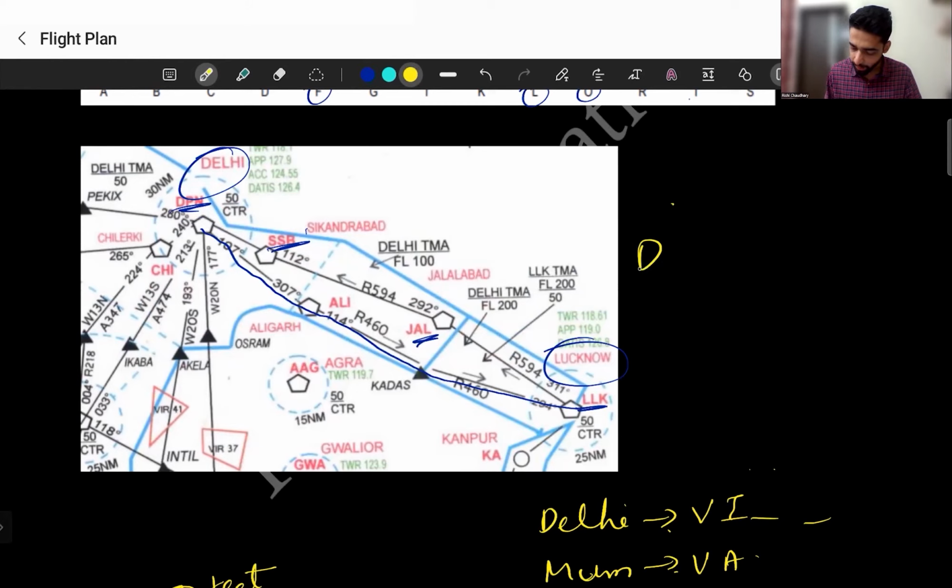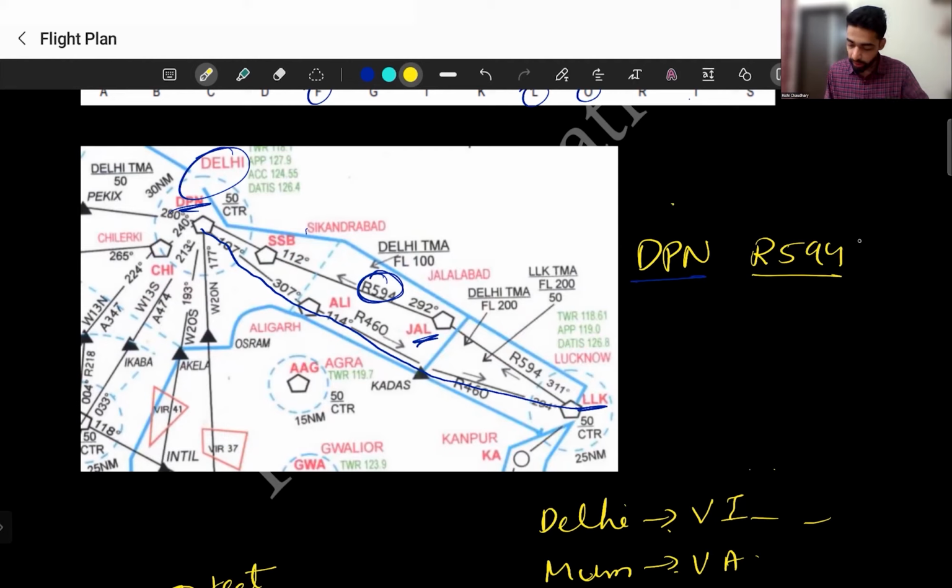That is nothing but Delta Papa November. Then I will write R594. What does R594 mean? Romeo 594 is nothing but the airway route. R594 represents the airway route, just like highways NH7, NH47, NH54 represent National Highway number 7 and National Highway 54. Similarly, we have airway number R or Romeo 594. So first comes DPN, then comes Romeo 594. That means from DPN, I am taking this route, Romeo 594.